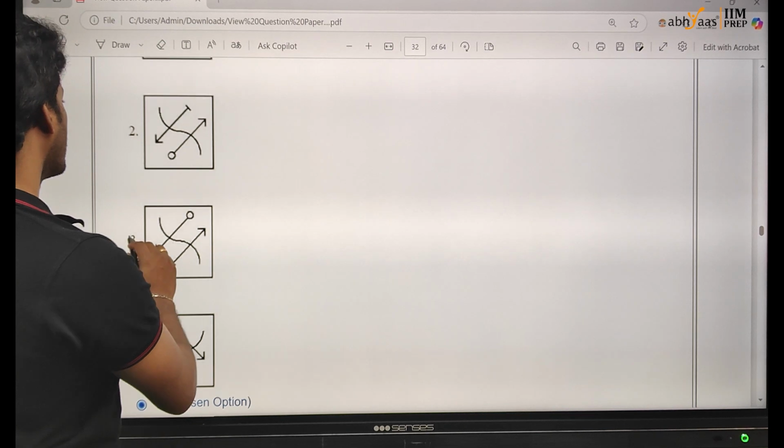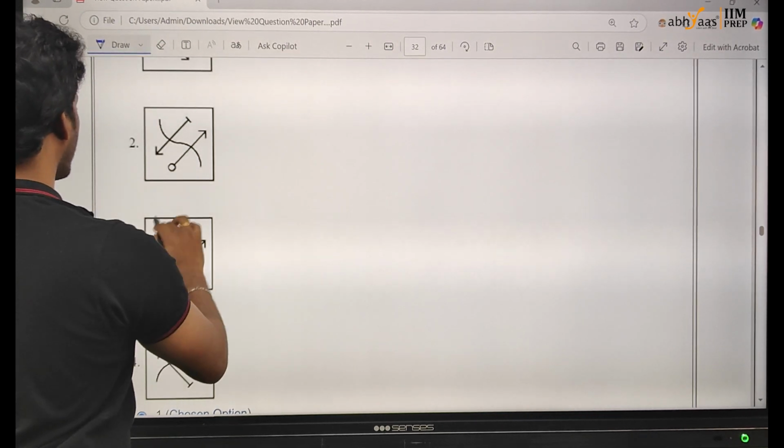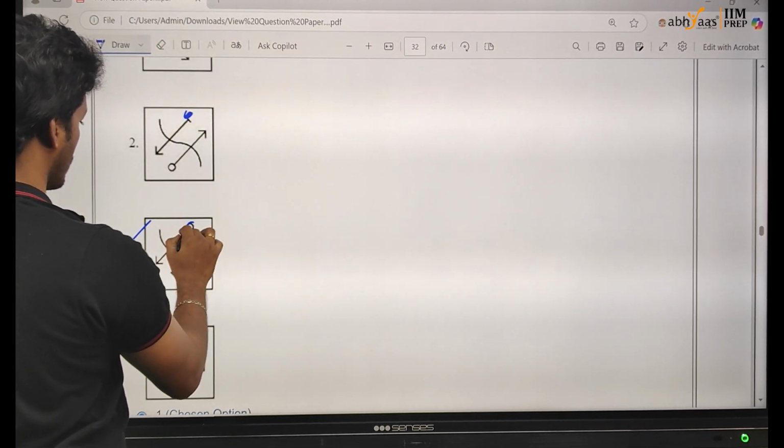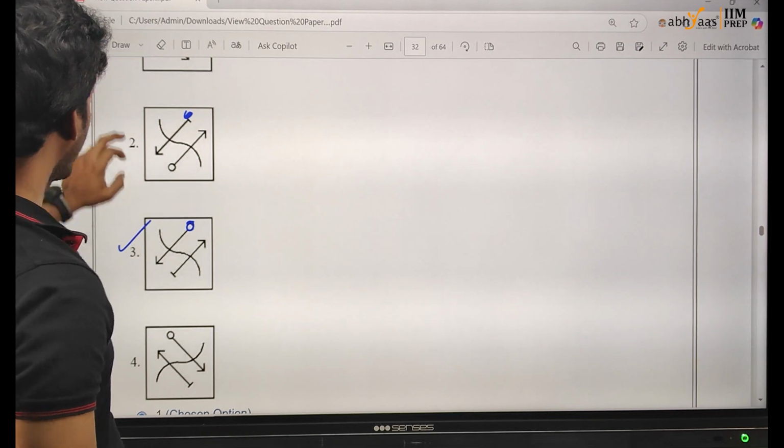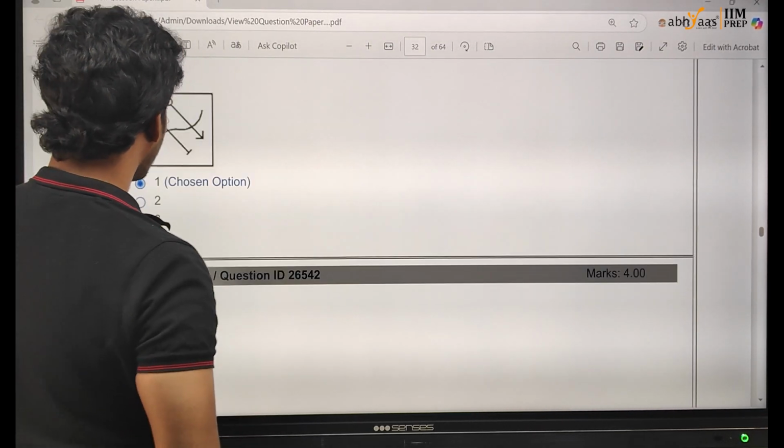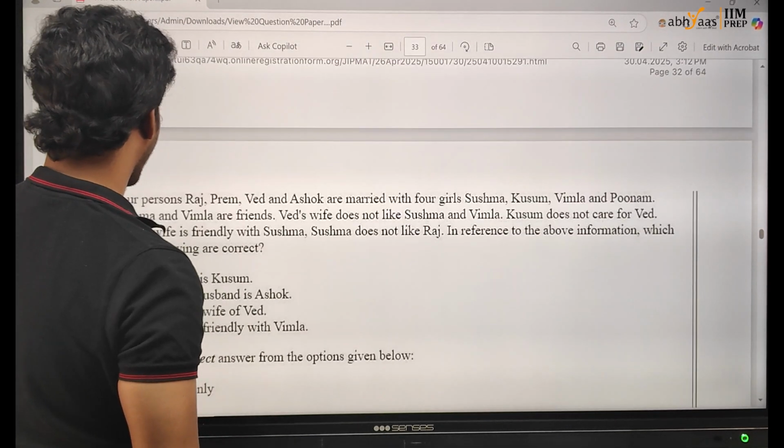No, it's answer 3 because it is differing here. Okay, so that's why our reference diagram will act as a guide for us. Now let's go for the next question.